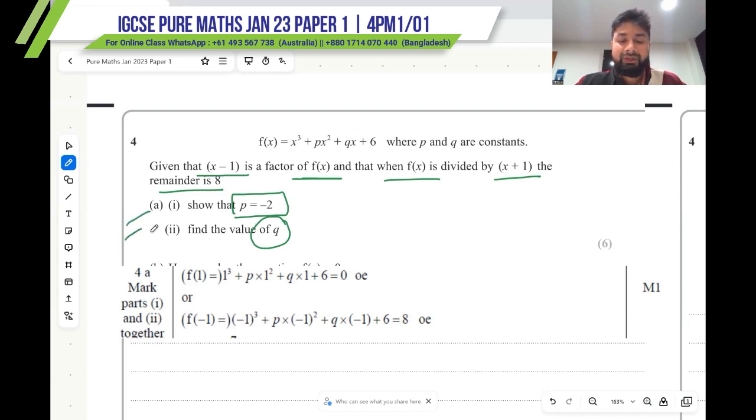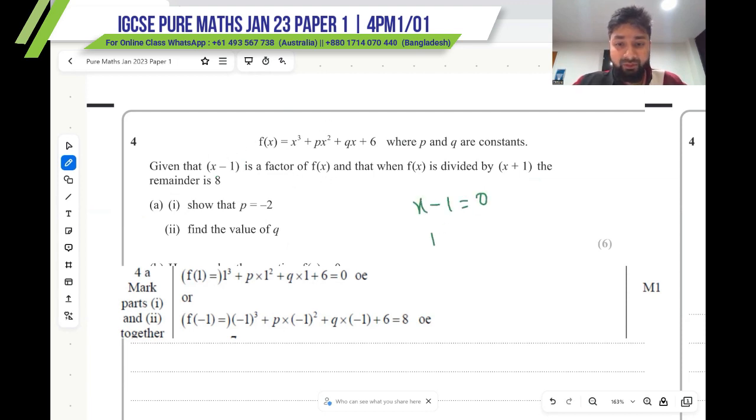We can do these two answers together. So first, as it says x minus 1 is a factor, from here we can find the value of x, which should be substituted in this equation. So x minus 1 equals 0, x equals 1. And when it says x plus 1, we should divide by x plus 1 to get a remainder of 8. We can use the same technique over here. x plus 1 equals 0, x equals minus 1.